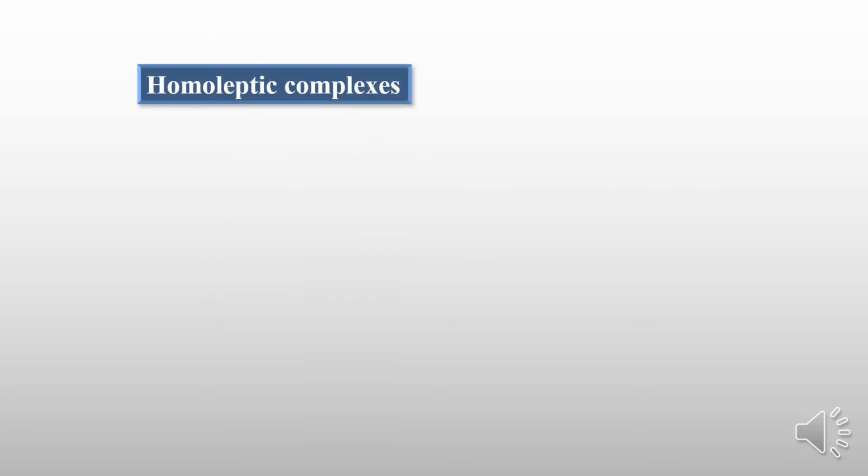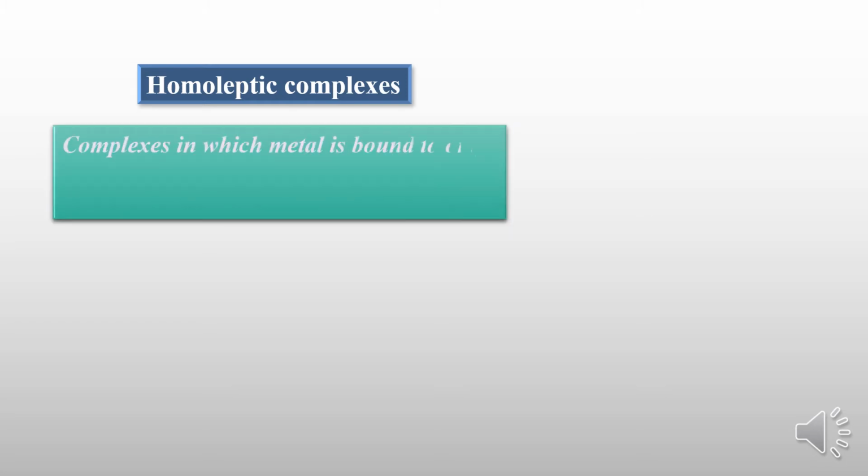Next one, see homoleptic complex. The name itself tells: homo means similar, same. So homoleptic complex means complexes in which the metal is bound to only one kind of donor atoms. Either you can say only one kind of ligands, if the complex is made up of only one kind of ligands, that is also called homoleptic.